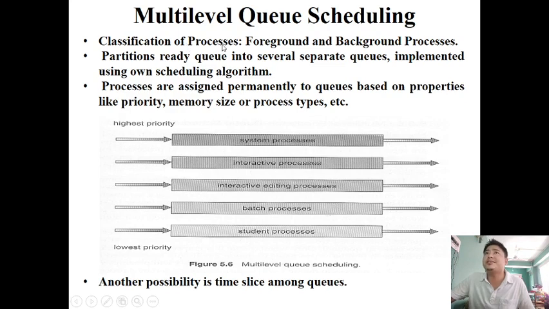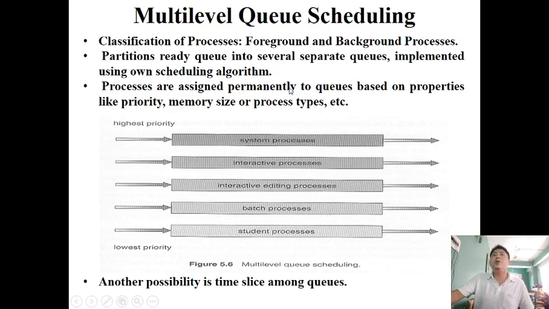So basically processes are classified into different groups, like foreground or background. Similarly, the ready queue is also partitioned based on the nature of classification of process, and each of these separate queues is implemented using its own algorithm. Its own algorithm means that out of this partition of different ready queues, one may be implemented with RR, another may be SJF, another may be priority, and another may be FCFS. So these partitioned queues may be implemented using separate scheduling algorithms.